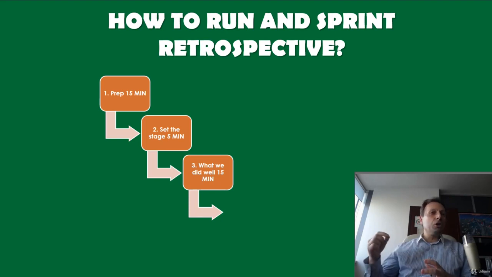What we did well takes 15 minutes. Using either a digital whiteboard or a physical one, have each team member write down what the team did well, one idea per note. Post the notes and group similar or duplicate ideas together. Discuss each one briefly as a team.